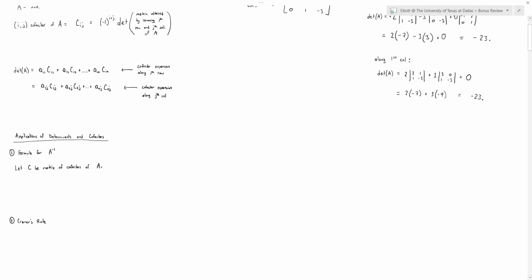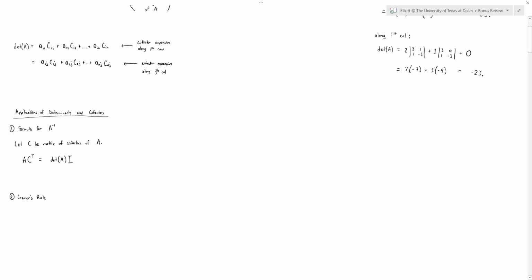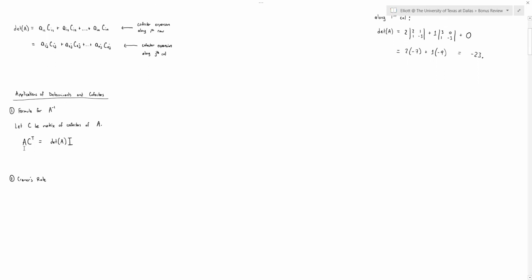We have this formula that A times this cofactor matrix C transpose turns out to be equal to the determinant of A times an identity matrix. I'm not going to prove that, but that is a fact that turns out to be the case, where anytime you take a matrix A and you multiply it by the transpose of its cofactor matrix, that product always results in the determinant of A, this scalar, multiplying an identity matrix.